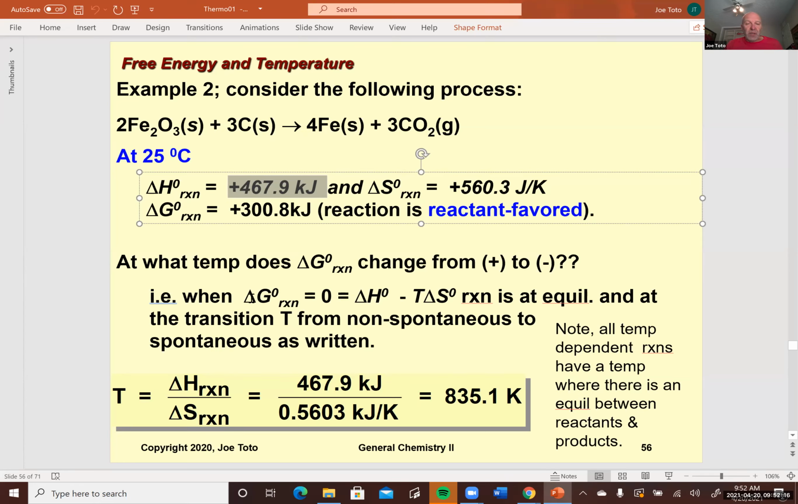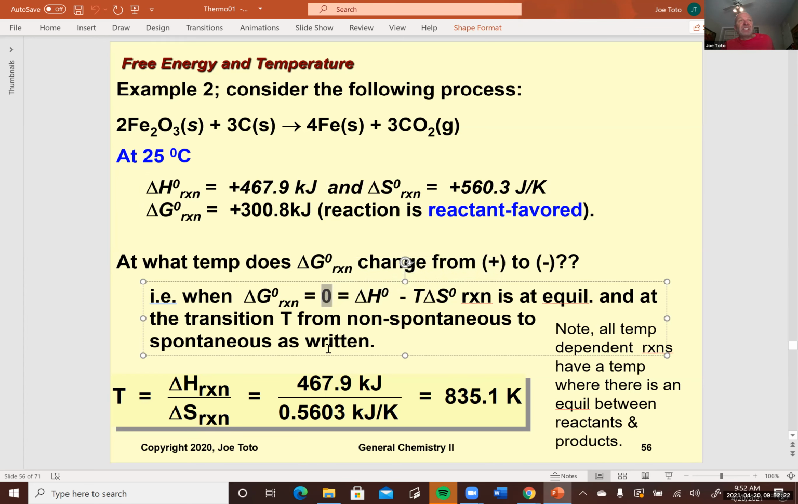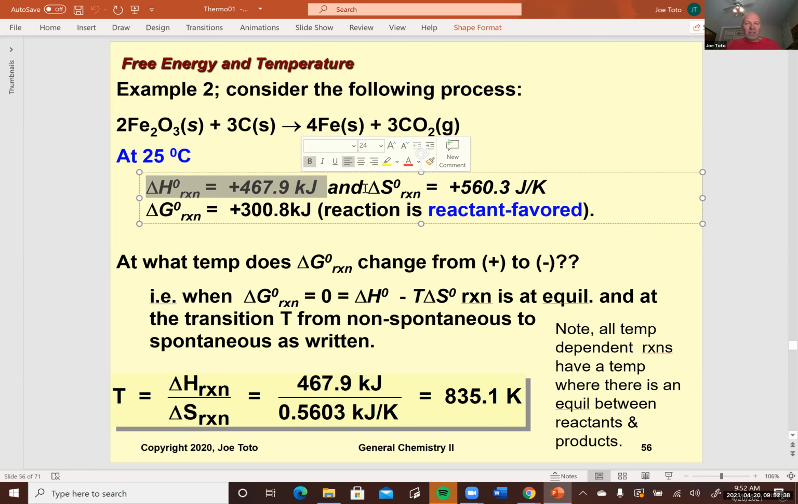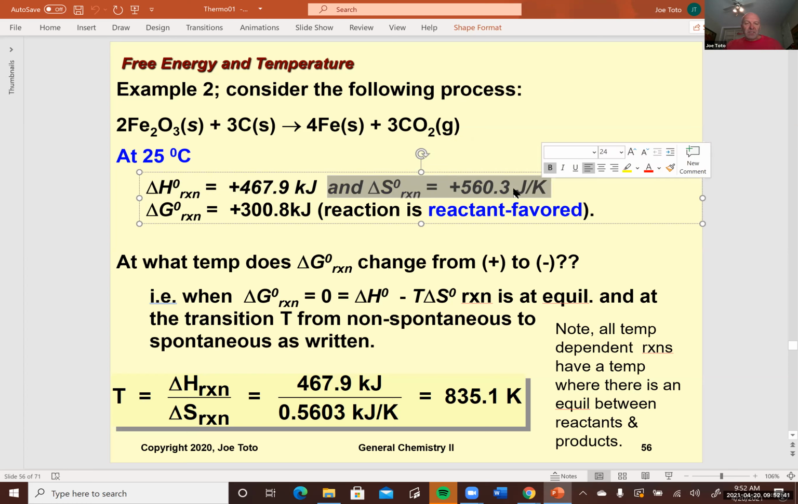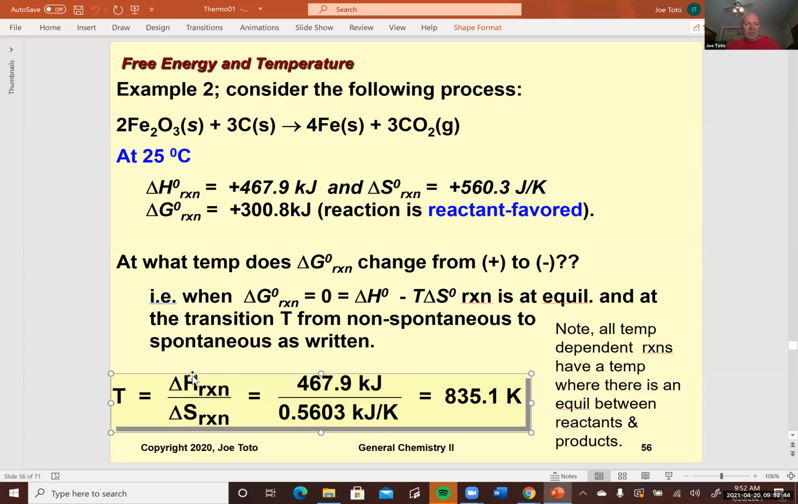So we can go back to our equation and say, well, we can calculate that tipping point temperature by sticking in a 0 for delta G, because we know that signifies an equilibrium between reactants and products. And once we do that, we can then calculate T, knowing delta H and delta S. And we do know those right here and right here. And so then we go along and we plug in those, solve for T, and we find that tipping point temperature.